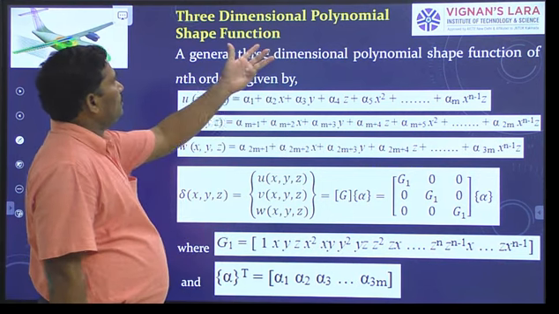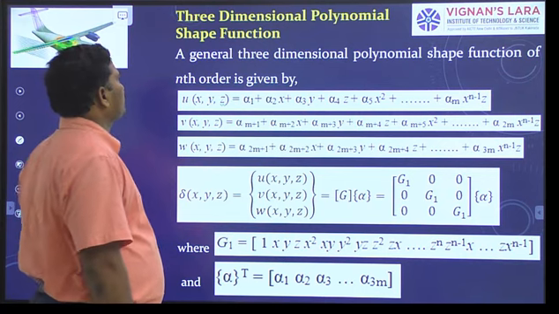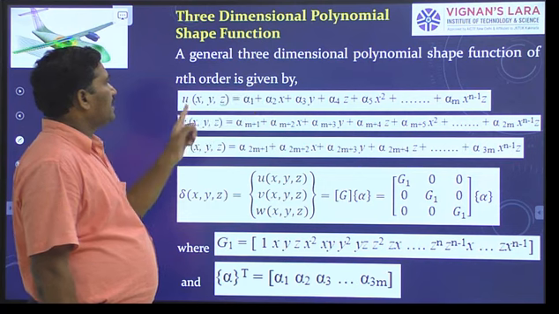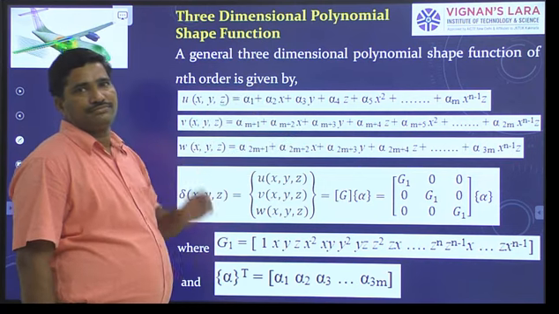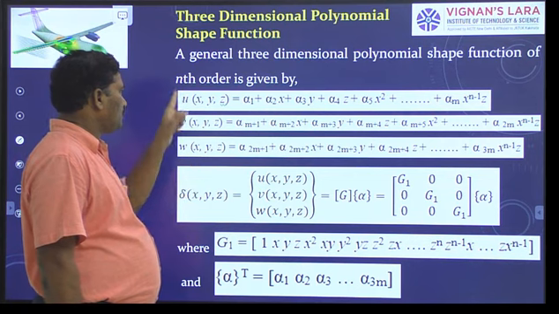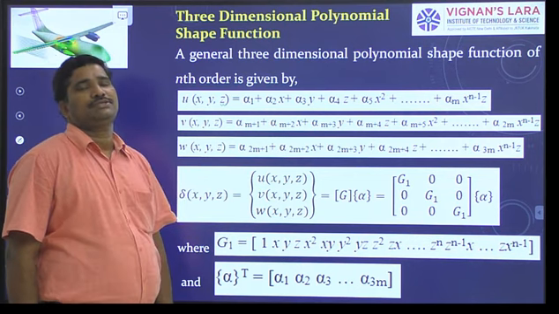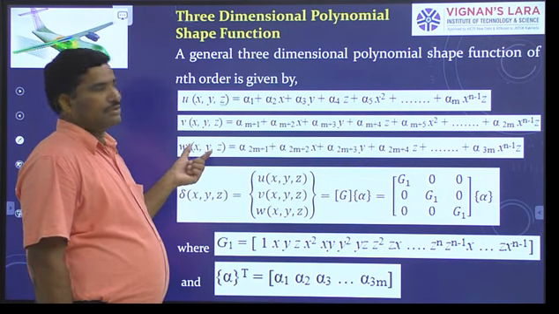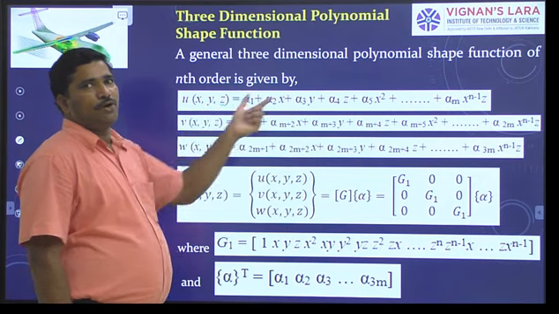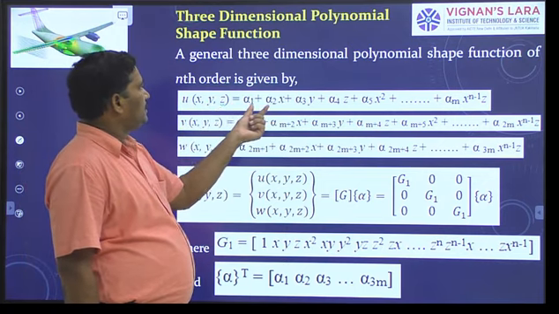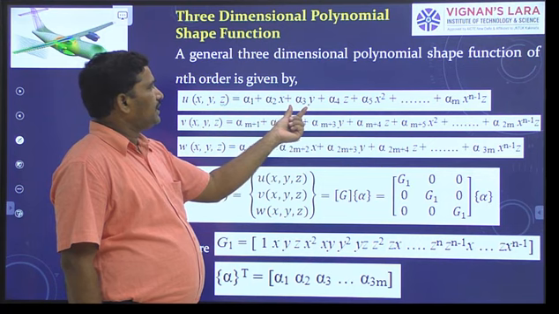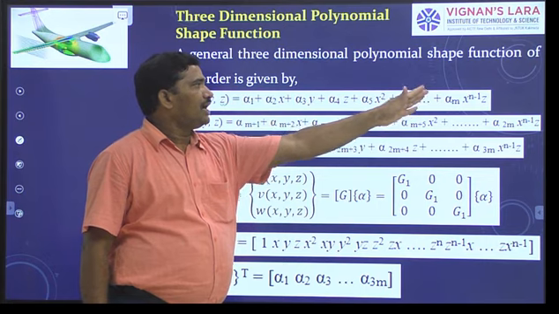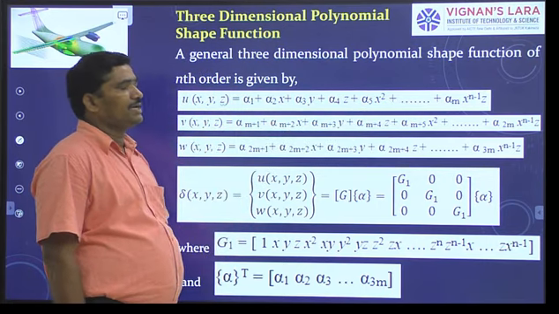Now, this is about the three-dimensional polynomials. A general three-dimensional polynomial shape function of nth order is given like this. As I said, for how many displacements do we write? For 3 displacements: U, V and W. For the displacement U, we write the polynomial like this. Alpha 1 plus alpha 2x plus alpha 3y plus alpha 4z plus alpha 5x square and so on and so forth. It ends with alpha m into x to the power of n minus 1 into z.